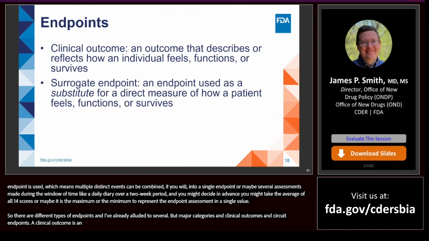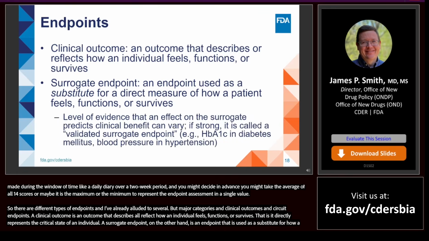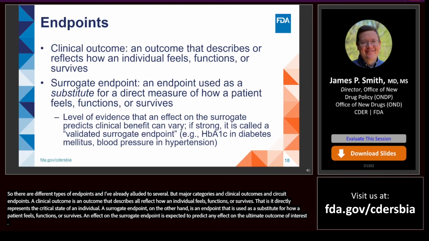A surrogate endpoint, on the other hand, is an endpoint that is used as a substitute for how a patient feels, functions, or survives. So an effect on the surrogate endpoint is expected to predict an effect on the ultimate clinical outcome of interest. And the level of evidence that an effect on the surrogate predicts such a clinical benefit can vary, of course. So if the evidence is strong, at least in drug development, that's called a validated surrogate endpoint.